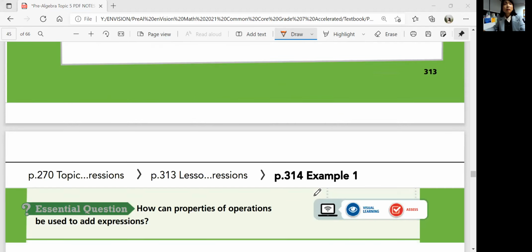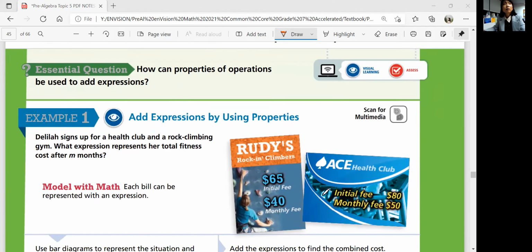All right, let's look at example 1. How can properties of operations be used to add expressions? Let's add the whole expressions. We've already learned how to add like terms in one expression. What if we have two different expressions, three different expressions all together? So we're gonna remember the properties that we learned for adding like terms and add some expressions.